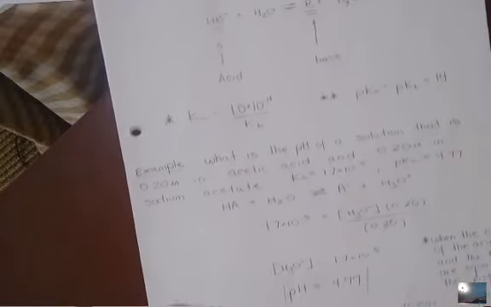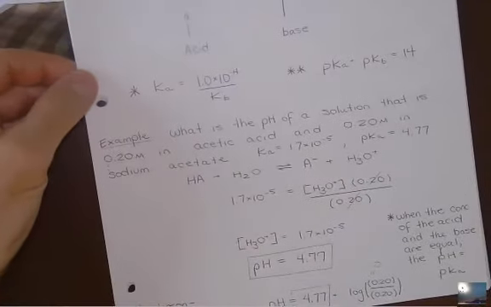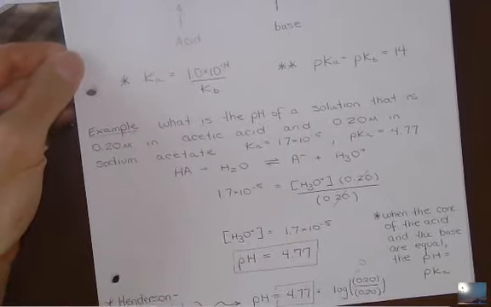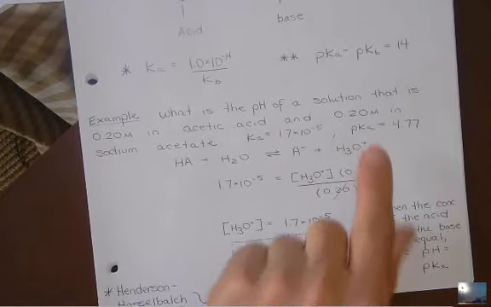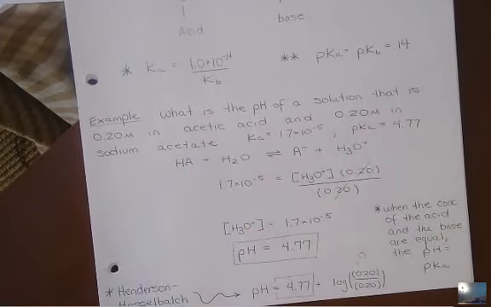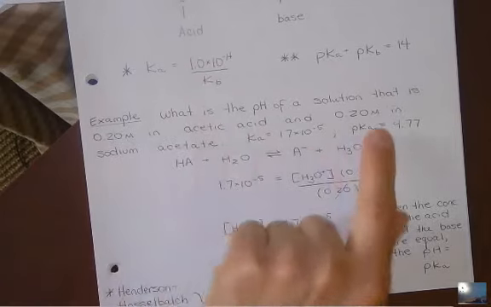Okay, here's another example. Take a look at it super quickly. What is the pH of a solution that is 0.2 molar in acetic acid and 0.2 molar in sodium acetate? So this solution is already made up, so there's no mixing. They didn't tell you you have a certain amount of this and you have to mix it with that. So you don't have to do any dilution. They're already in there in those concentrations.